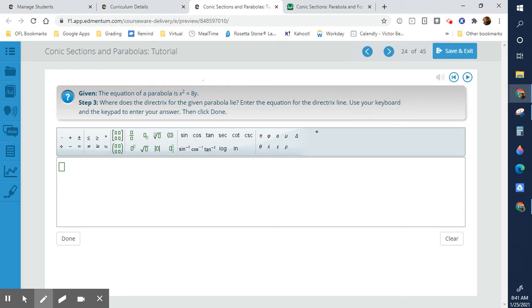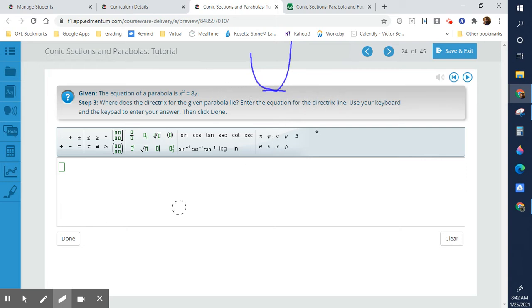So there was always a square on the x. So we know that this is a vertical parabola. We know because it's positive, it's happy. It's a positive parabola that's facing up. So that means that the directrix is going to be below this vertex.